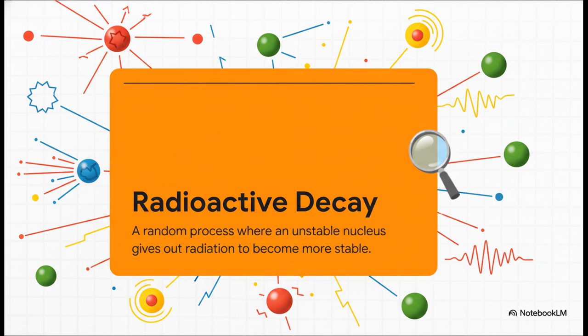Now, this is the official AQA definition, so you want to pay close attention to the keywords. Random is huge. We can't predict when any one single nucleus will decide to decay. And more stable, that's the whole point of the exercise. The nucleus is just trying to chill out, get to a lower energy state, and it does that by throwing out some particles or energy as radiation.